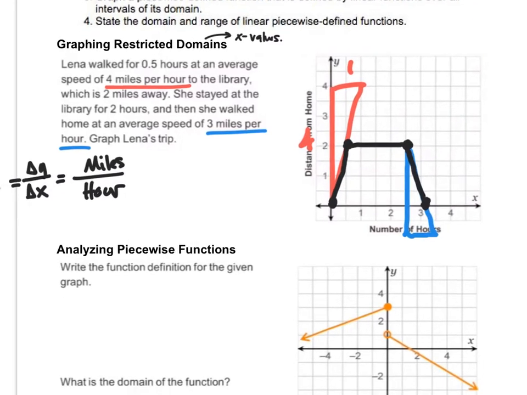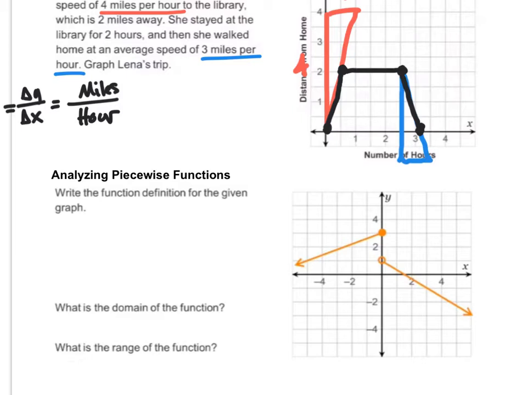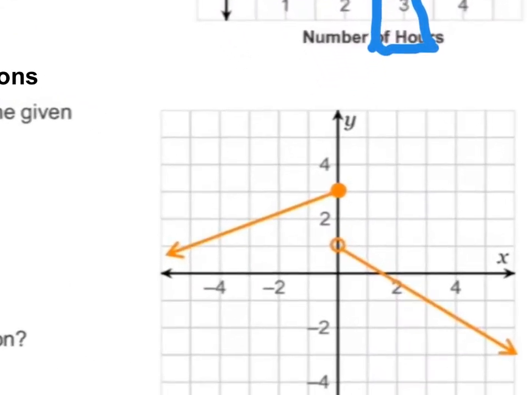So then if I wanted to analyze this piecewise function here, what I want to do is write a function definition for this graph. I want to actually write an equation, okay? So the first thing I want to do is let me come in here and write the equations for each of these lines.